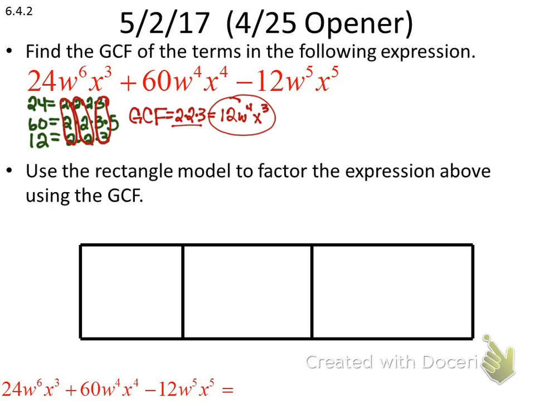Since it's not my final answer, I'm going to circle it because I'm going to use that number. I'm going to now use the greatest common factor for my rectangle model. It becomes my what, Cheyenne? The greatest common factor becomes what on my area model, on my rectangular model? Yeah, the side, which is the height. So I know the height of my rectangle, which is 12 W to the 4th X to the 3rd.